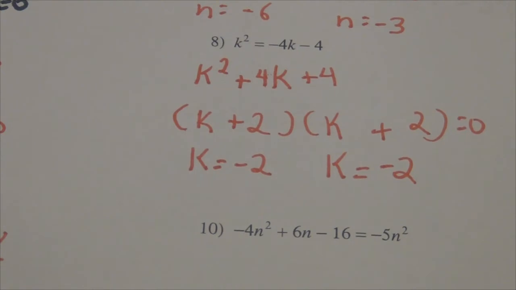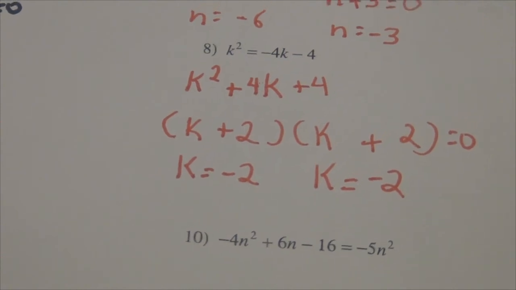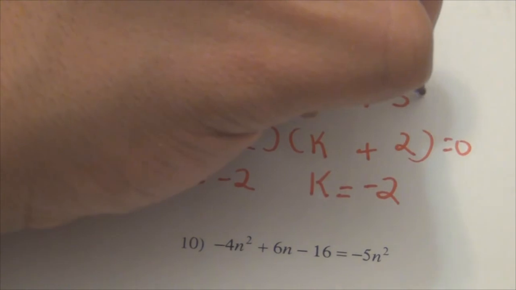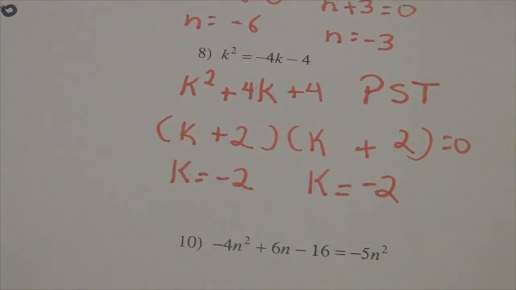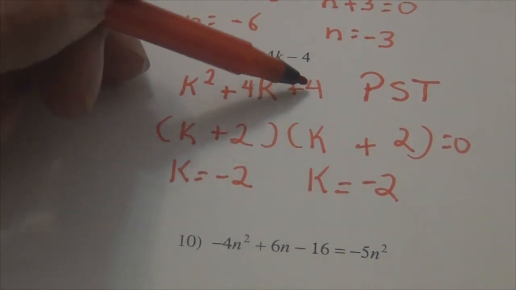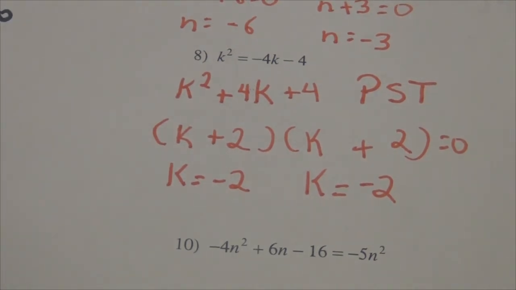Wait, why did I get the same answer twice? Oh my god, I know why. Because this, my friend, is a PST. Do you know what that is? Exactly. Perfect square trinomial. The same number that got squared gets doubled over here. Oh, okay, got it.